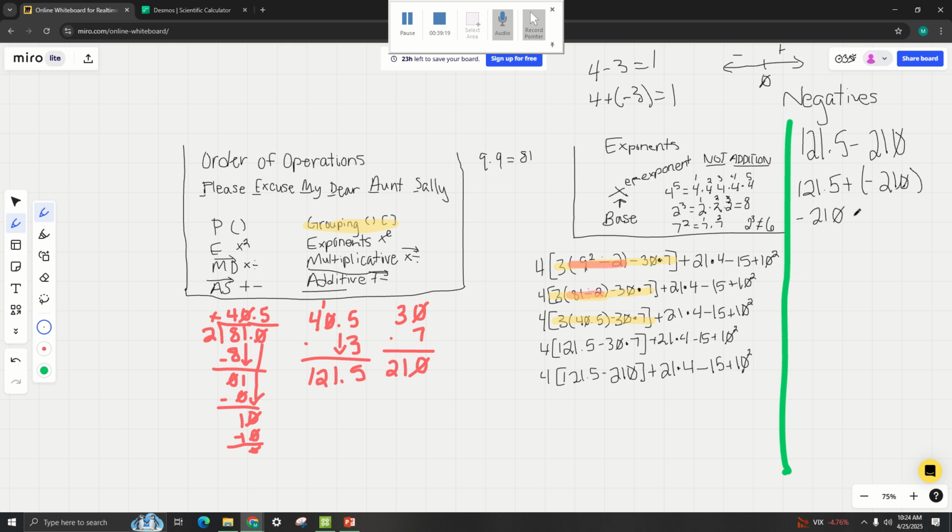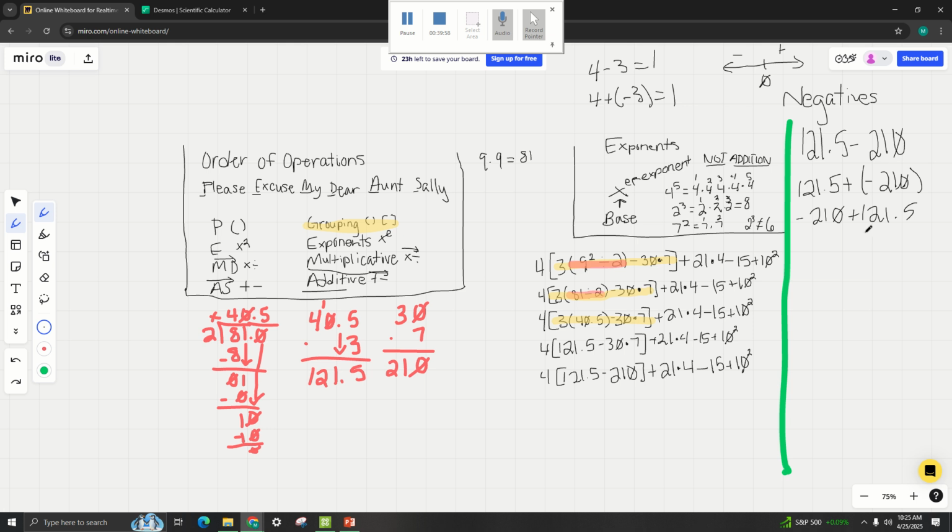I can do negative 210 plus 121.5. And now there's a few ways we can think about this. I'm going to show you how I think about it second actually, because it might take a moment to wrap your mind around it. So you can think of it as negative 210 plus 125. Oh, sorry, 121.5, not 125. There we go. And you can say, how much would I need? Well, okay, I'm actually sorry. I'm going to back up a lot. I'm just going to show you the way I think about it.